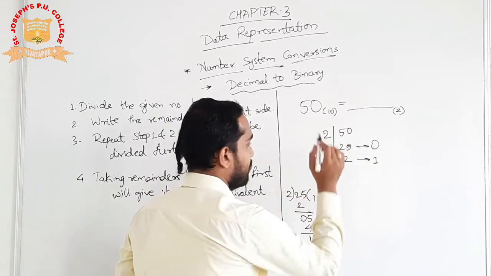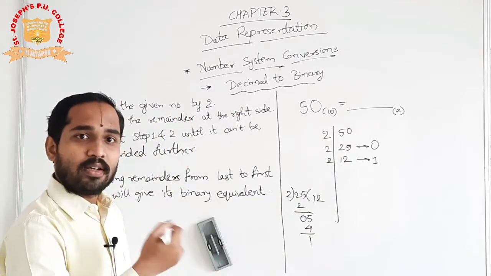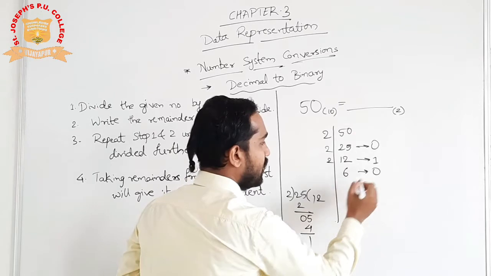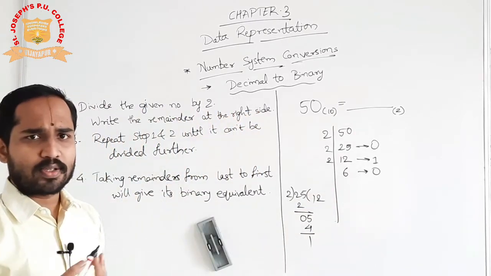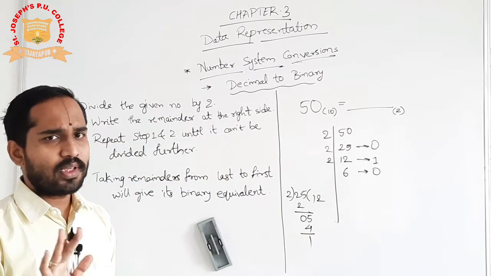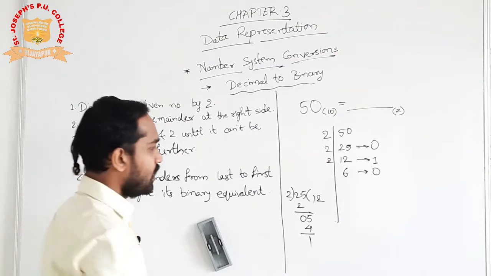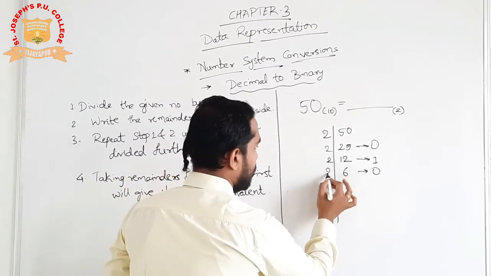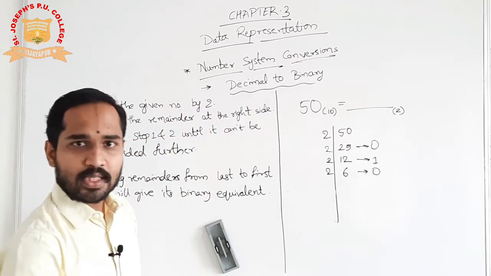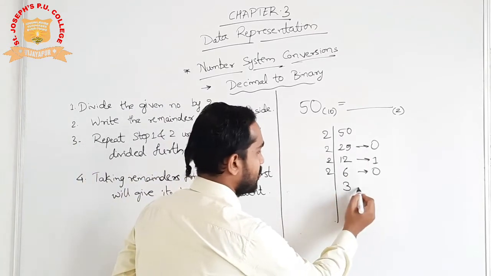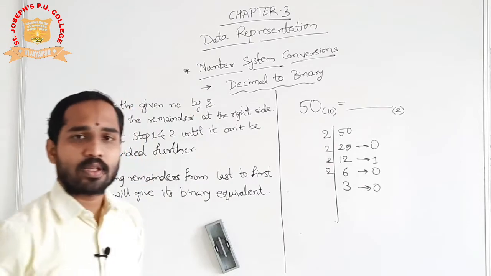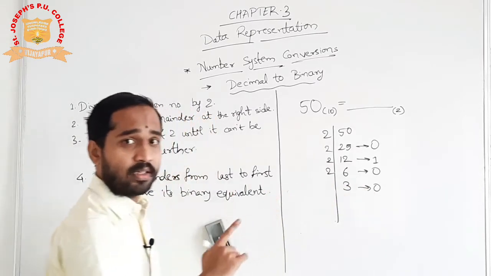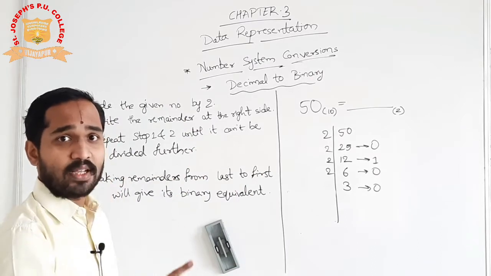Now again repeat the step. Divide it by 2 again. 12 divided by 2. What is the answer? 6 is the answer. Do you get any remainder? No, because it is an even number. 12 divided by 2 is 6. Remainder is 0. And further, 6 divided by 2. What is the answer? 2 threes are 6. Any remainder? No. So 0 is the remainder. Don't forget to write the remainder. Don't skip that step. It is the very important thing.